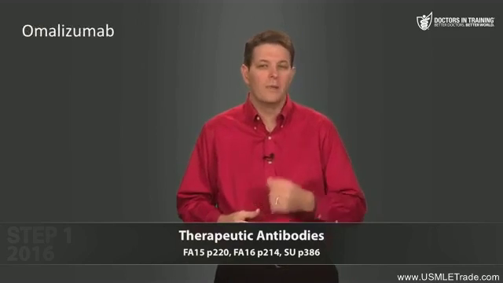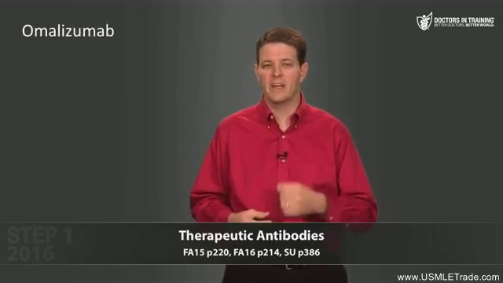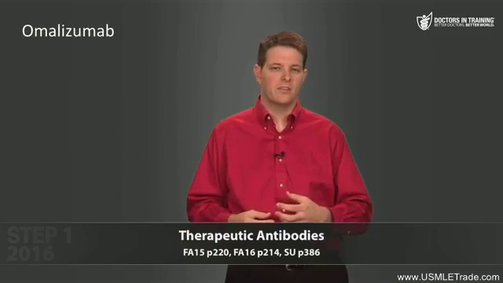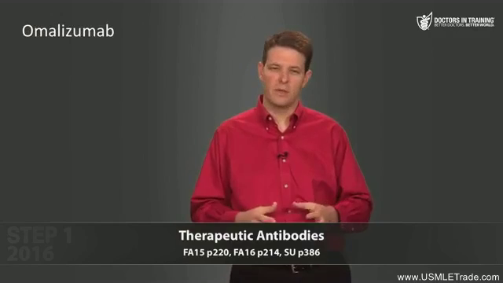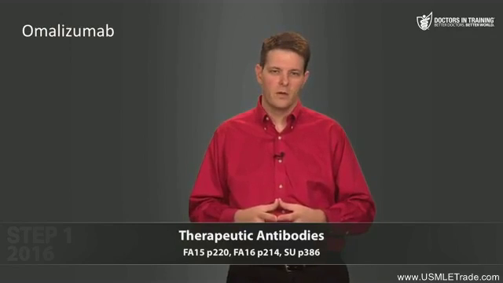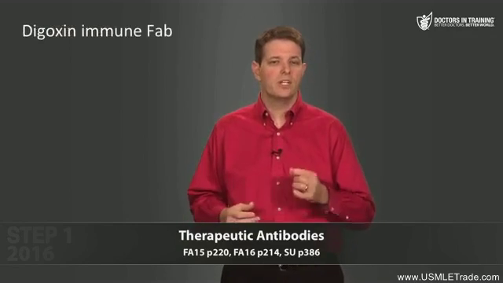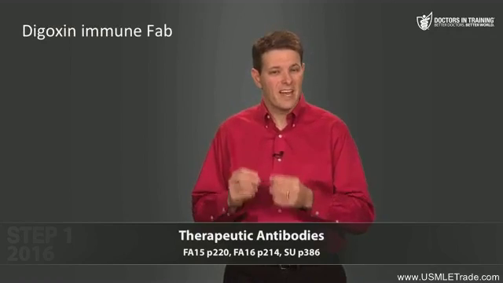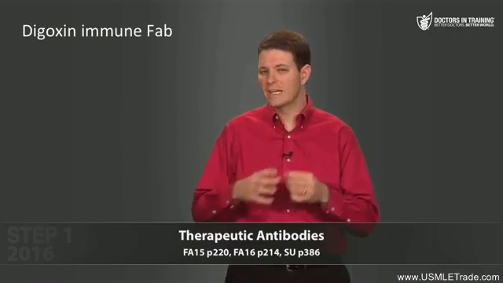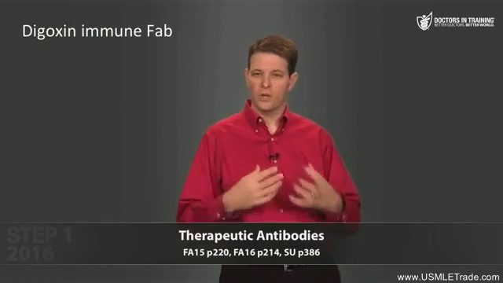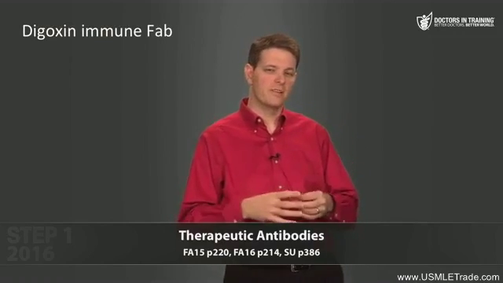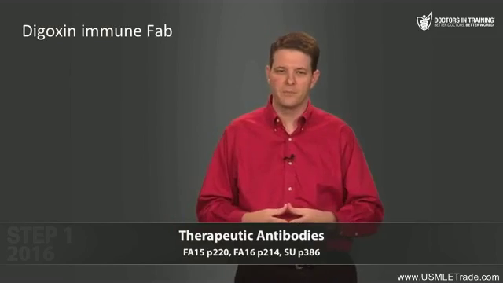There's a drug called omalizumab, which is an antibody against IgE. This can be used in severe asthma patients who aren't responding to standard treatment. But it's super expensive, so it's not really used much. Other therapeutic antibodies include digoxin immune fragments, which are actually the FAB portion of an antibody directed against digoxin. So if you have a patient with digoxin overdose that's having severe cardiotoxicity, you can give those immune fragments to bind up all the digoxin.